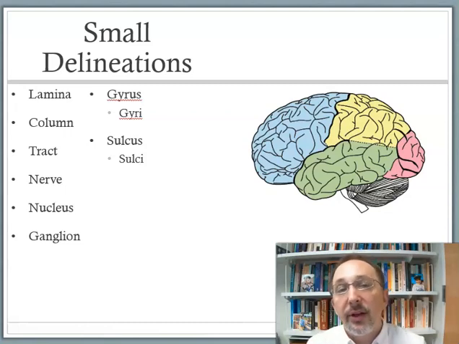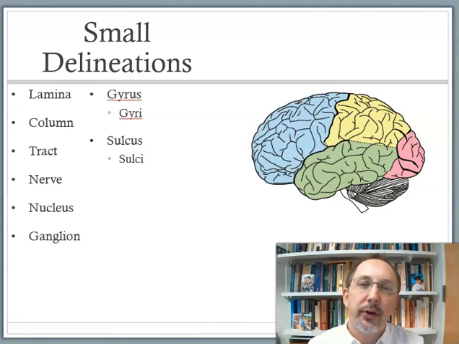A tract is a pathway. It's generally a lot of nerves together. And so major connections are often called tracts. Nerves are the nerve fibers themselves, right? Bundles of those.